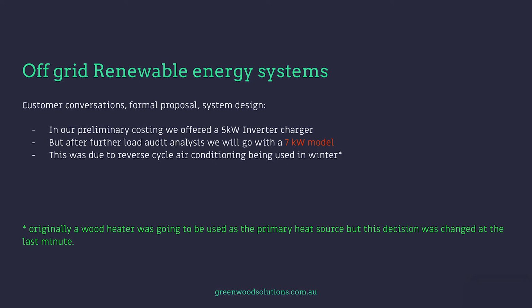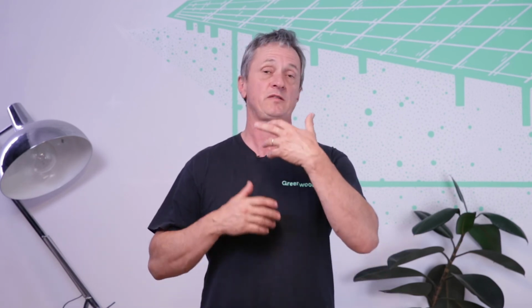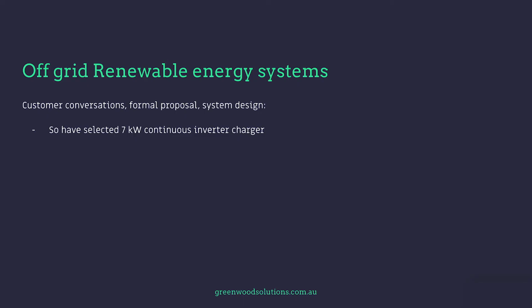Now originally a wood heater was going to be used as a primary heat source, but this decision was changed at the last minute. This is a classic example of what can happen. Now an incredibly important question is, but what about the future? A good designer will ask those questions. They'll ask, well, you've got young kids, they're going to get older, they're going to increase their consumption, or you're living in a house, you may have more adults coming to live in your house. So are you going to design for growth? So we have selected a 7 kilowatt continuous inverter charger.